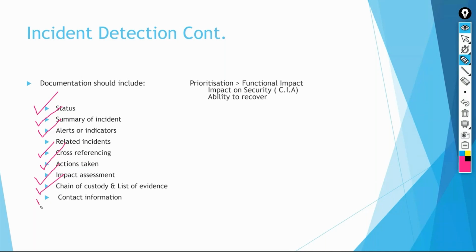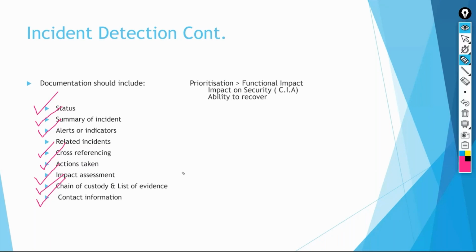So prioritization is a critical element for incident detection because it drives it. The prioritization deals directly with the impact on the confidentiality, integrity, and availability. So the ultimate incident detection documentation should include all this. Along with that, you need to have a proper prioritization of which incident needs to be resolved first.